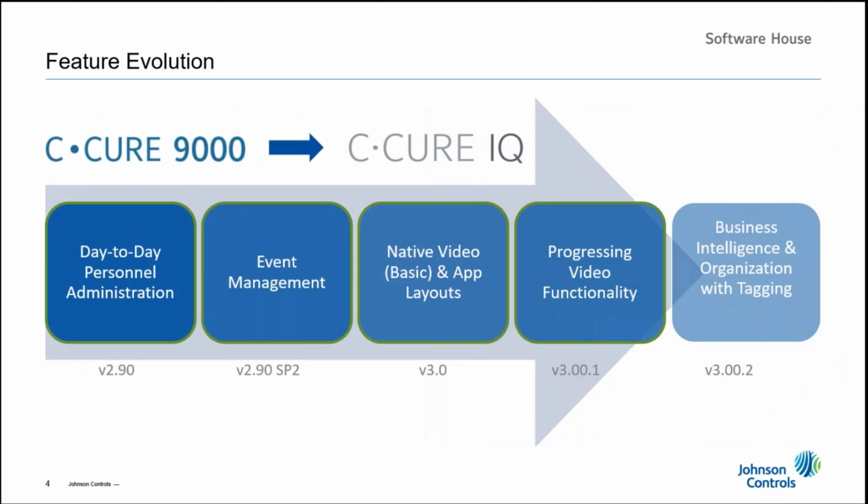Here's a quick timeline of how much we've been working on over the past couple of years. The first version of this new web client was introduced back in 2.9.0, about two years ago. That was the day-to-day personnel administration focus, right? So we had to break down the feature sets of what we can include with each rev. We started with the personnel administration side: adding or editing personnel, taking new badge photos, assigning clearances or new credentials to people, all of that was housed within the new web client.